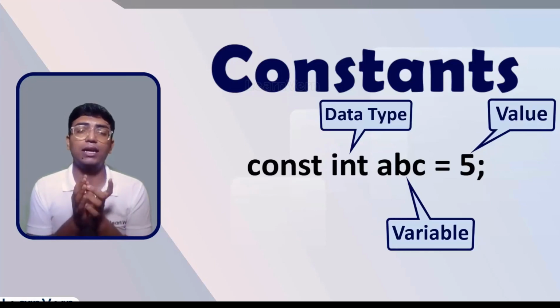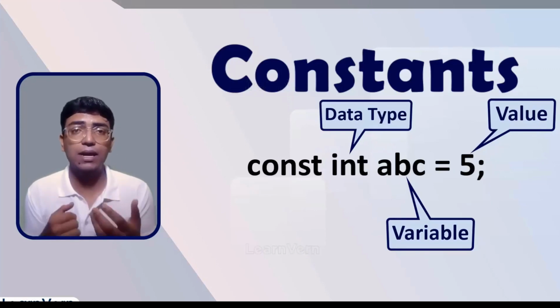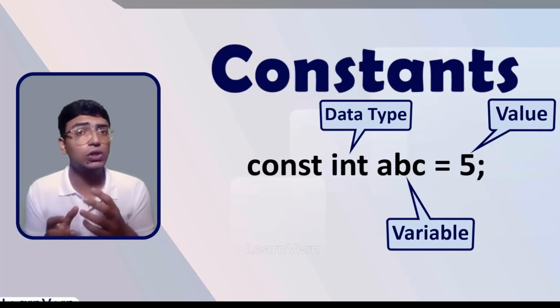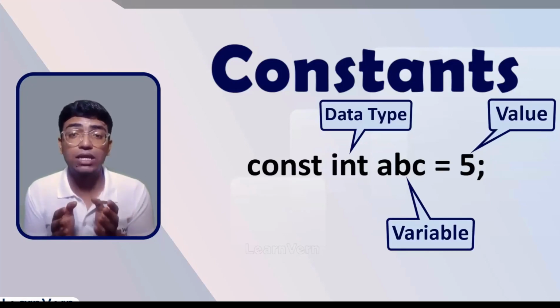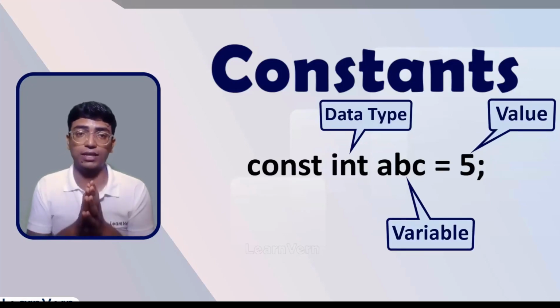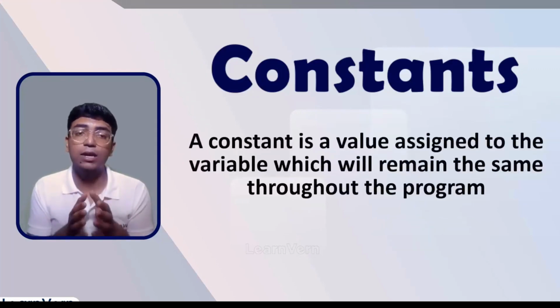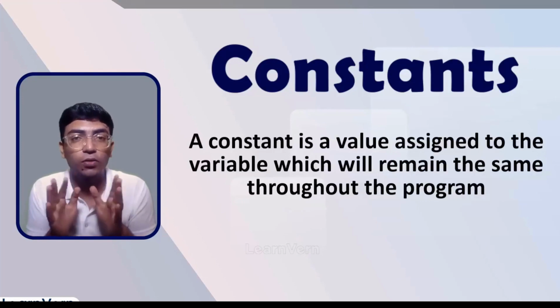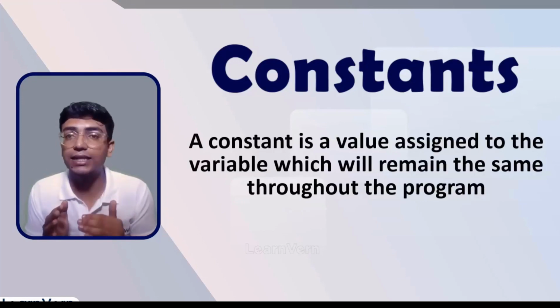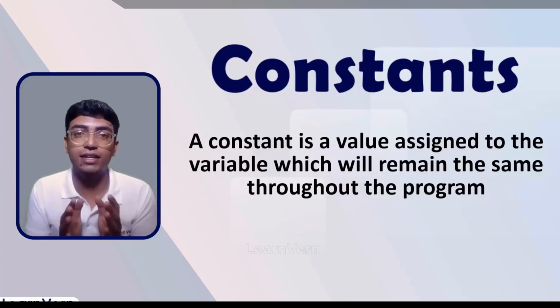If in ABC you have earlier stored the value 5, and going ahead in the program you try to make the value 6 or 7, the value will not be changed because I put const before its name. I have made it a constant. So a constant is a value assigned to a variable which will remain the same throughout the program, even till the end of the program.